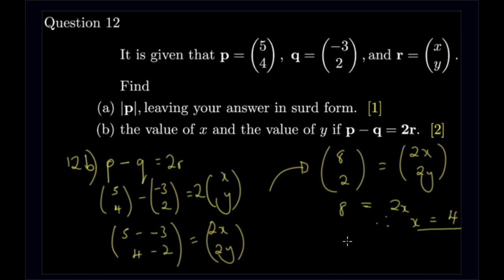Similarly, 2 equals 2y. Then you divide both sides by 2, you get y equal to 1. So this is it. Your answer should be x equal to 4 and y equal to 1. Again, with these vectors, what you do is simple substitution, and at the last point, if you can isolate a single vector and a single vector, and these vectors are equal, that means the components of those vectors must be equal as well. So that's what we did.